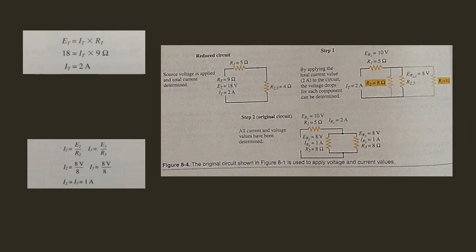Once the combination circuit has been reduced to a simple circuit, the source voltage can be applied and total circuit current can be determined using Ohm's law. If the total current is given, the source voltage can be calculated using Ohm's law. Once this information is calculated, the steps used to reduce the combination circuit can be reversed. This reversal allows you to determine the individual voltages and the currents through all resistor paths.